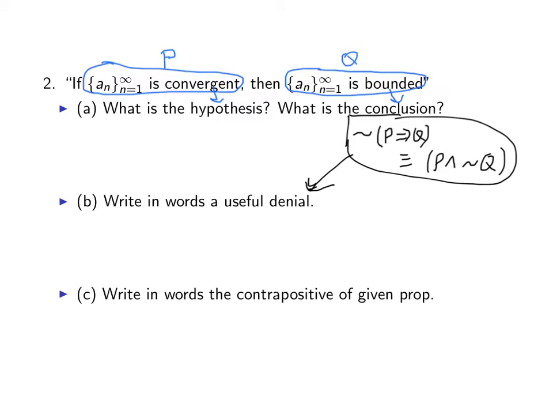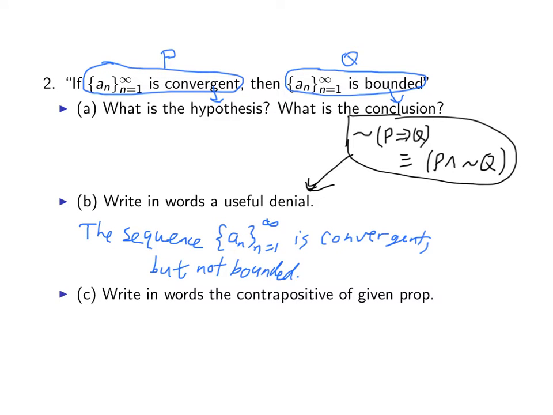So in this case, that AN is convergent and it's not bounded would be a useful denial. So that would be this. You see, it says the sequence AN is convergent but not bounded.